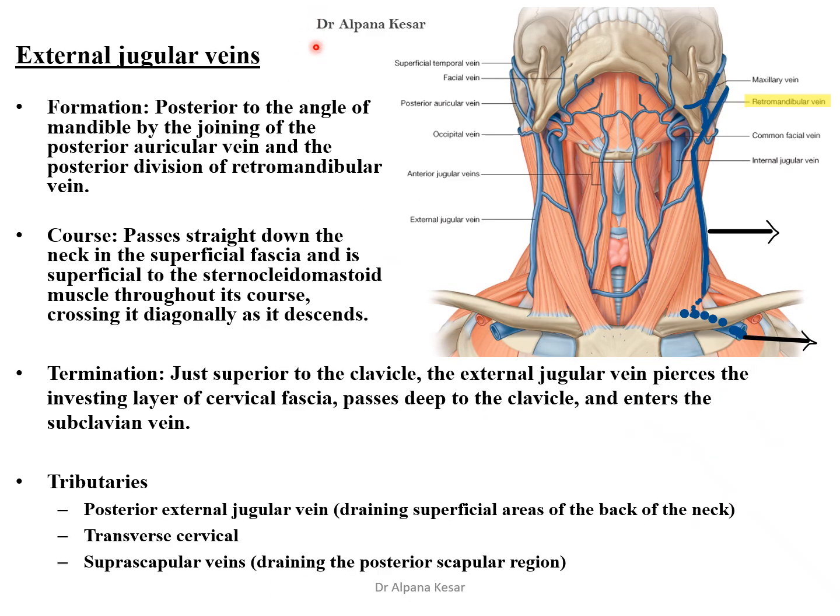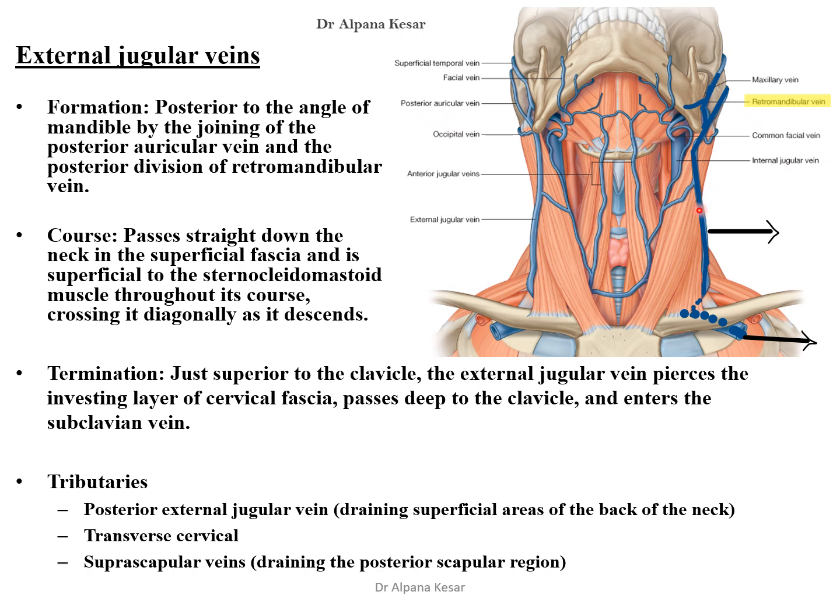External jugular veins. This is the external jugular vein which is present in the superficial fascia of the neck. Formation of external jugular veins. This is the retromandibular vein which divides into anterior and posterior trunks. The posterior trunk of the retromandibular vein joins with the posterior auricular vein to form the external jugular vein.